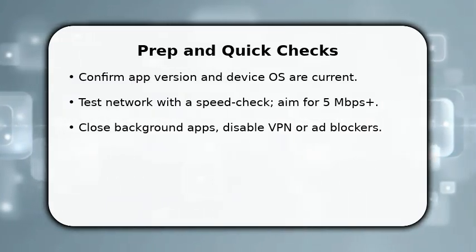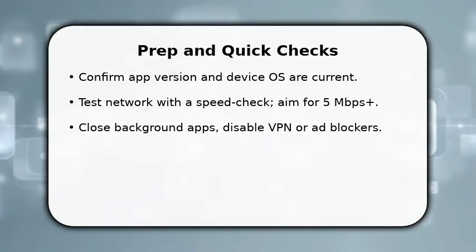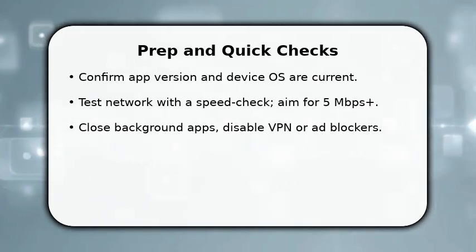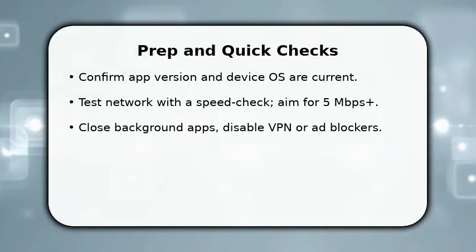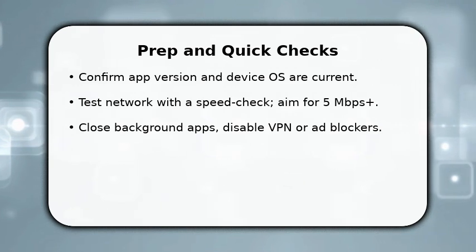They can reroute or throttle streams. If you're on mobile, switch between Wi-Fi and cellular to see which connection behaves better. These first steps remove the usual external causes quickly.